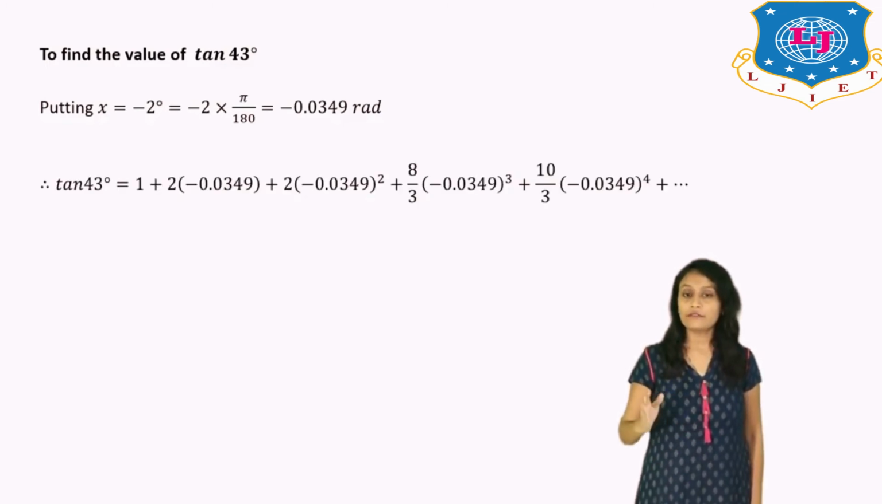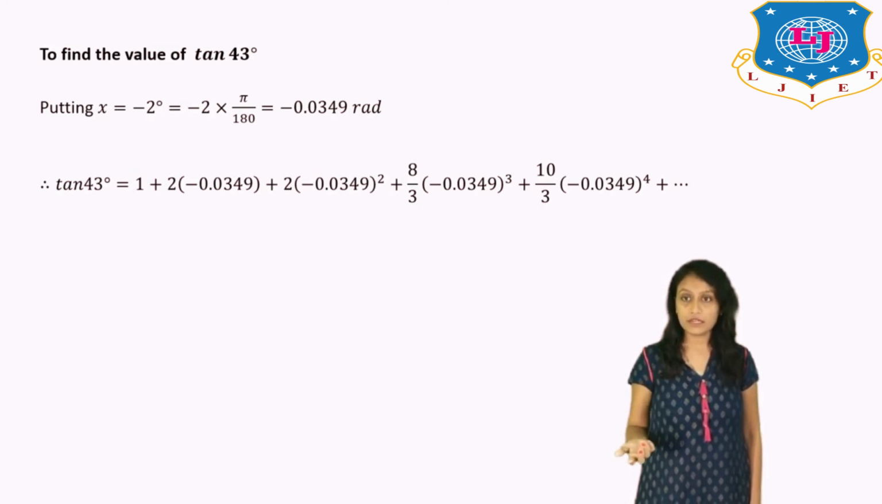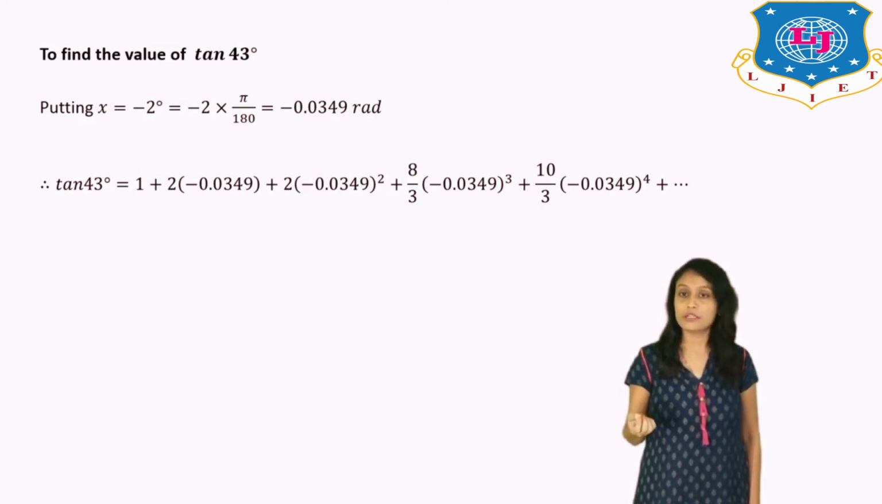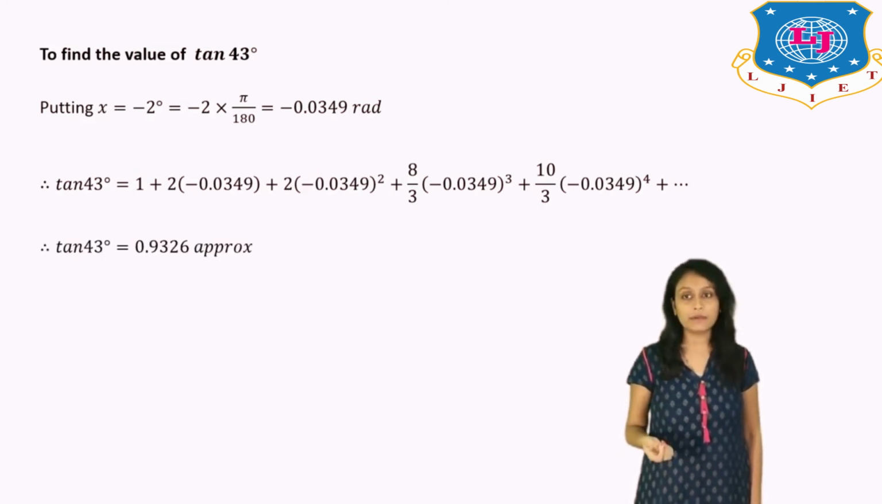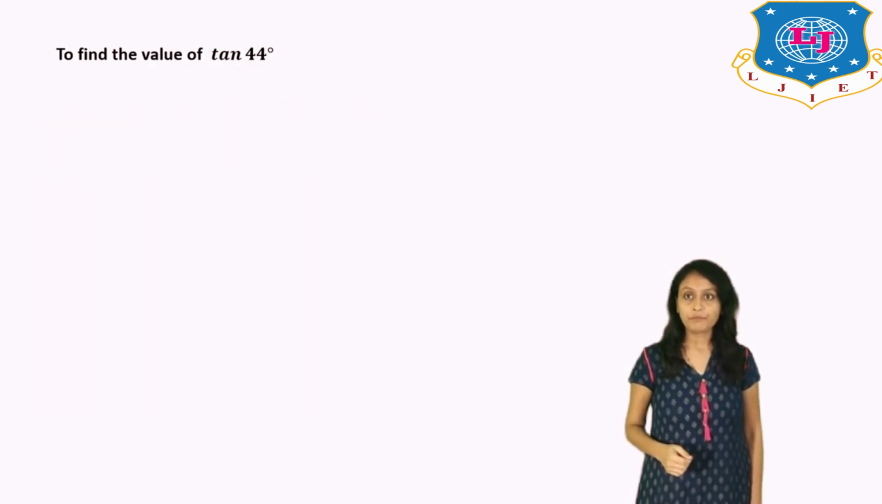Now we have the formula, right? In place of x, we have to substitute minus 0.0349. Everywhere in the previous equation we have to substitute 0.0349 and just simplify it to get the tan 43 degree answer, that is 0.9326 approximate. To check the answer, you can directly put tan 43 degree in the scientific calculator, and you will get this answer.